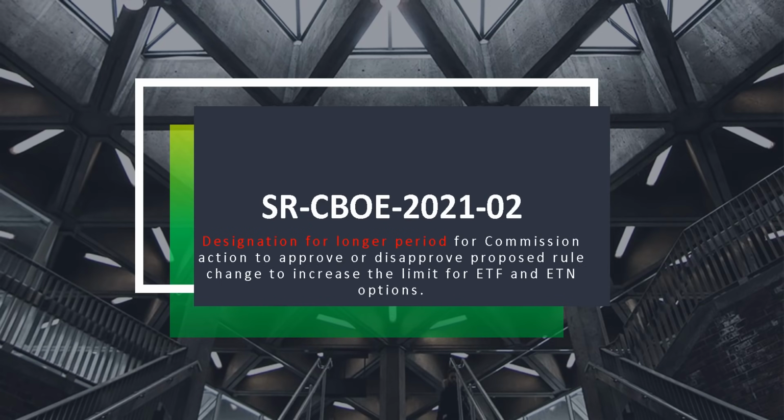What's going on, everyone? We have another filing to talk about. This one's out of CBOE, SR-CBOE-2021-02. Now, this one's a designation for a longer period for commission action to approve or disapprove a proposed rule change to increase the limit for ETF and ETN option position sizes. Let's go ahead and take a look.